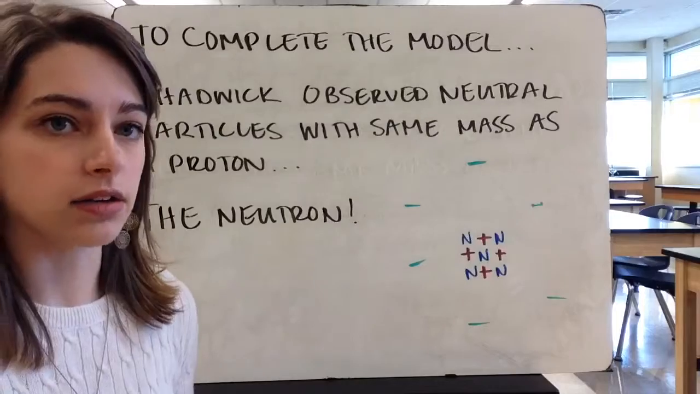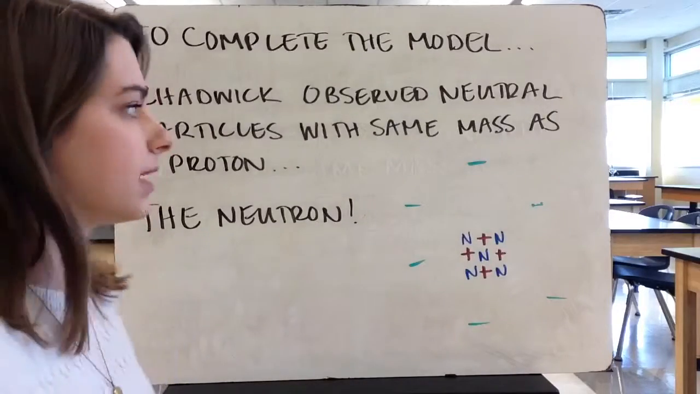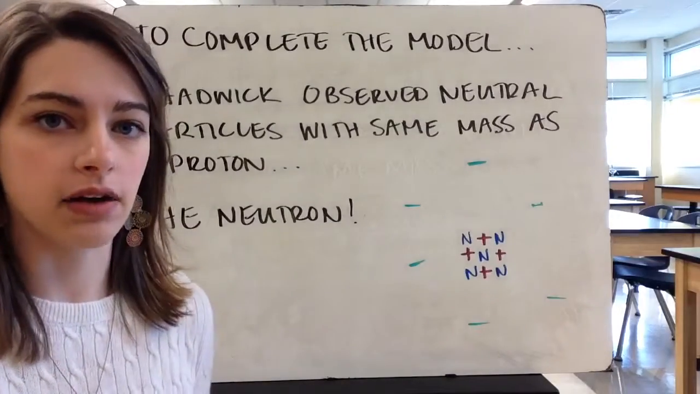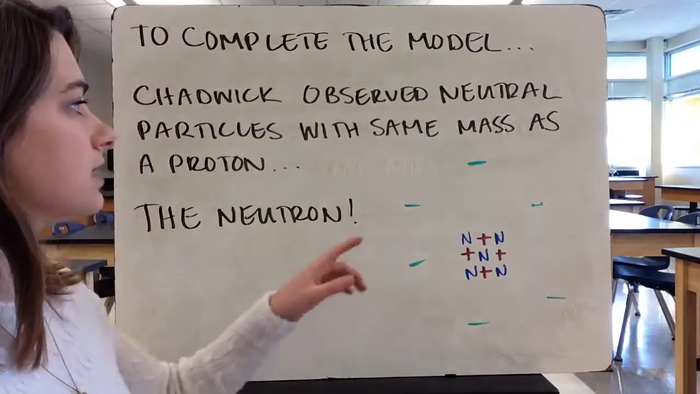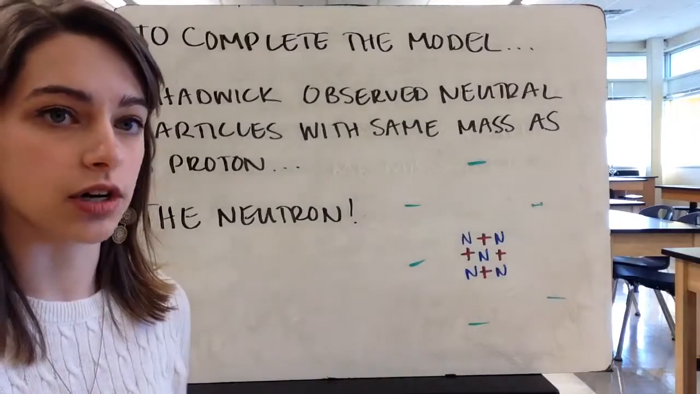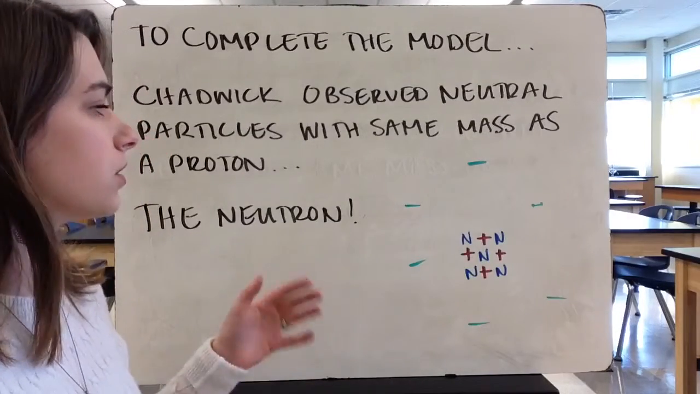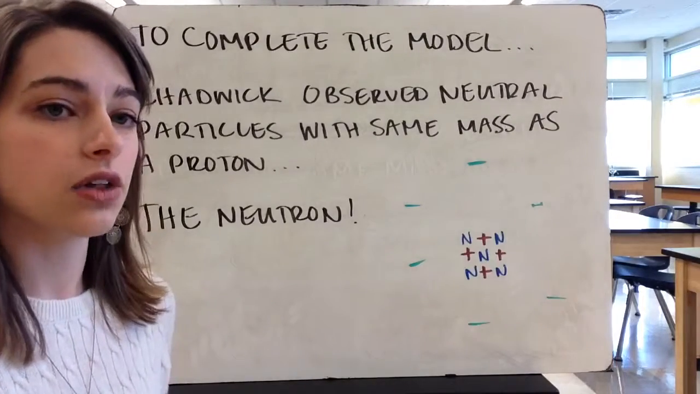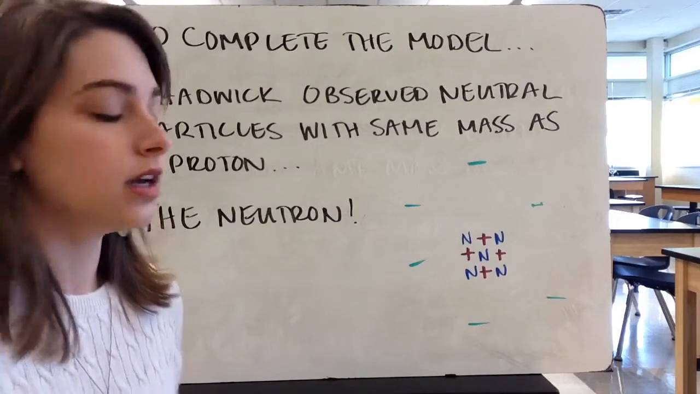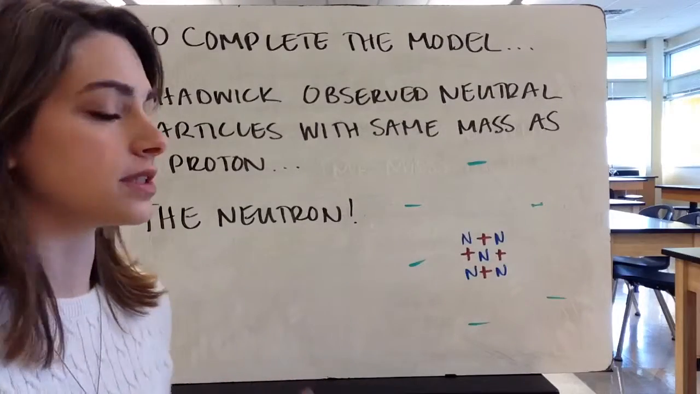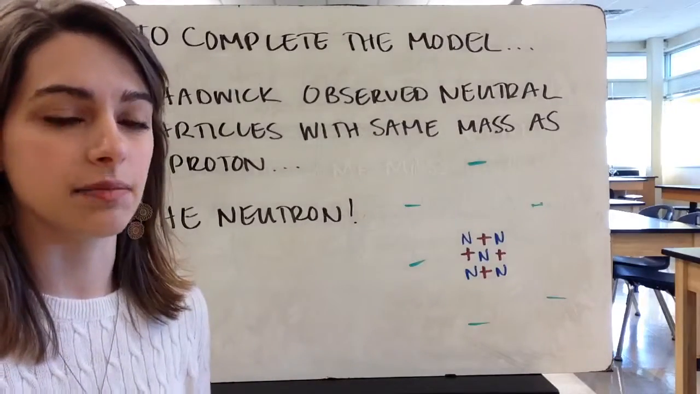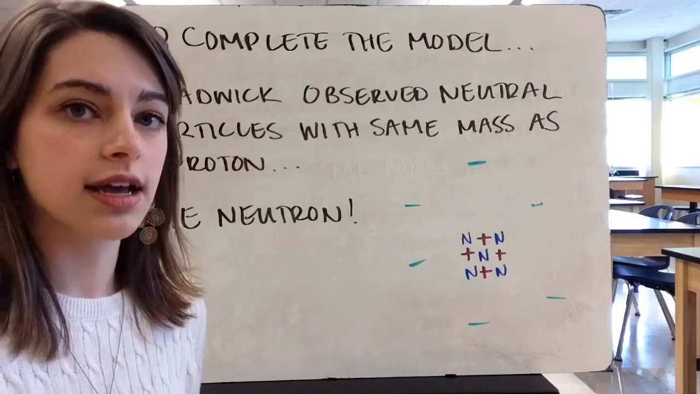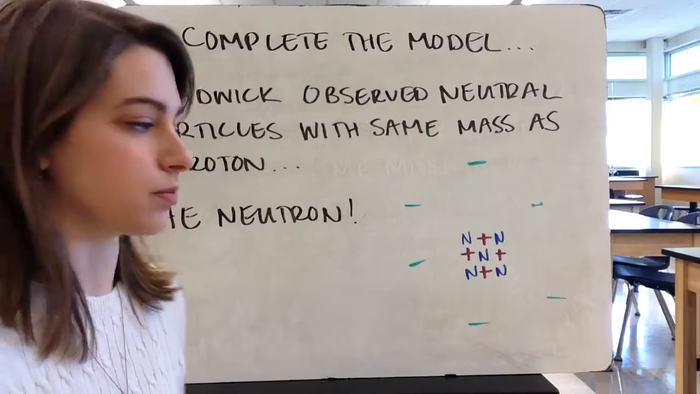To complete the model, James Chadwick came along and he made some observations about different atoms. And he observed rays that would come out from the nucleus, and he noticed that they were neutral. They had no charge. They weren't positive or negative. So there were these neutral particles that had about the same mass as a proton, and he called those particles neutrons. So Chadwick discovered that there was something else in the nucleus besides the positive protons. He said that there were neutral particles called neutrons that were about the same mass as a proton.